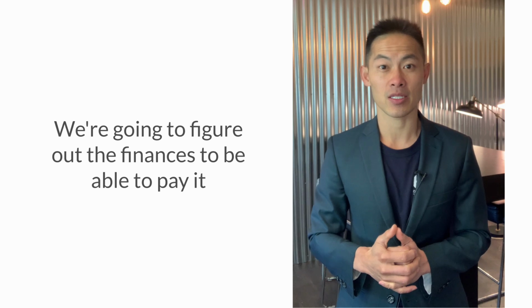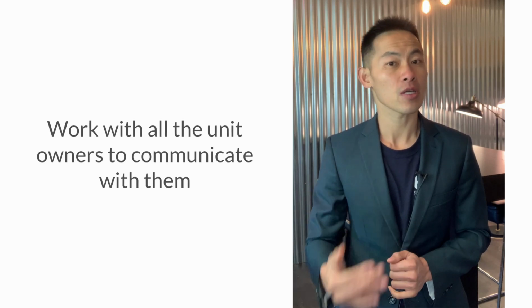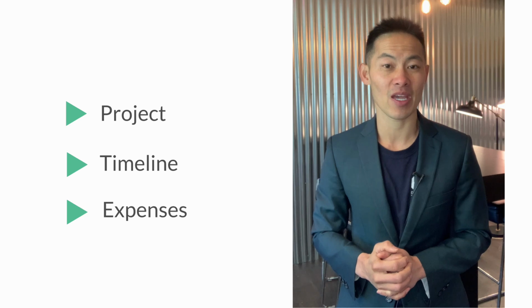Once we compare them and we determine who the best fit vendor is, we're going to figure out the finances to be able to pay it, as well as the timeline to be able to make it occur. We're going to work with all the unit owners, communicate with them the project, the timeline, and the expenses that they may have to incur as a result of it, and explain to them what's going to happen and how it's going to be paid.